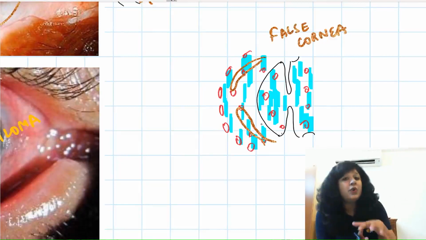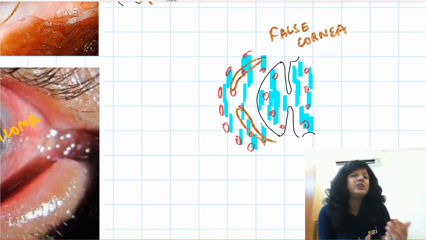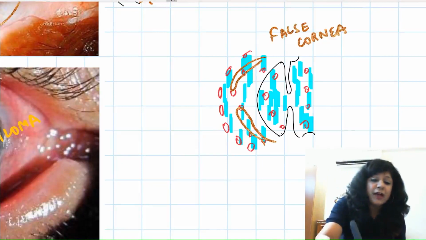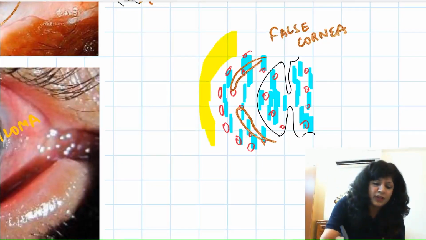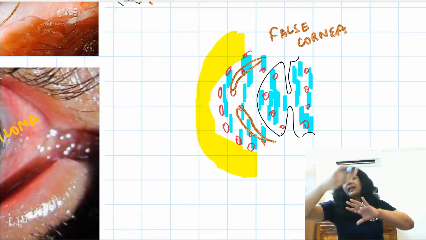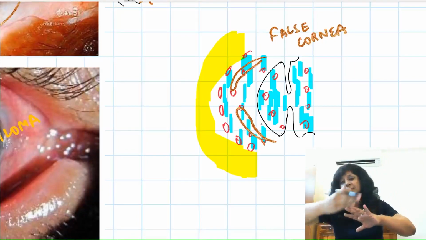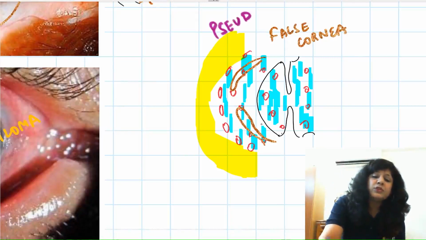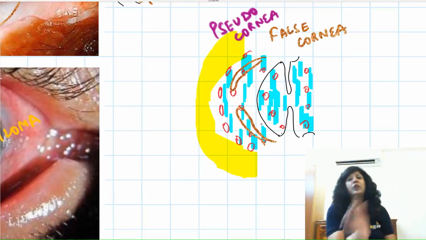Now you always know that whenever there is inflammation, there is always fibrosis. Okay, so now over this, what will happen? The fibrosis will take place, and because fibrotic tissue is yellowish white, I am drawing it by this. Now a fibrotic band has formed, fibrosis has taken place over this. So this is now called the pseudo cornea. Okay, both pseudo cornea and false cornea mean the same. So you can say either of them.